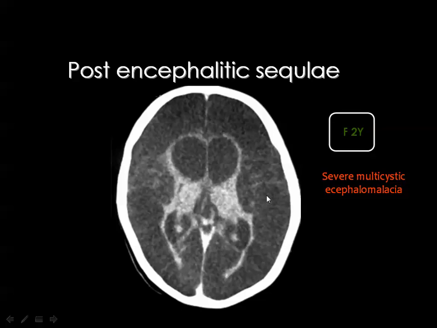There is complete brain damage. You see extensive areas of hypodensity due to encephalomalacia affecting both cerebral hemispheres, sparing only the thalami and the minimal brain tissue around the ventricles.